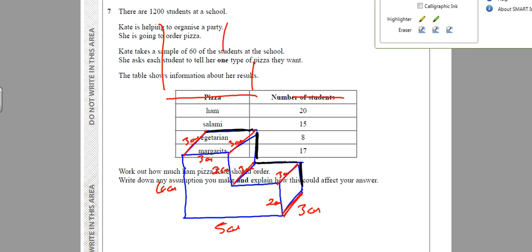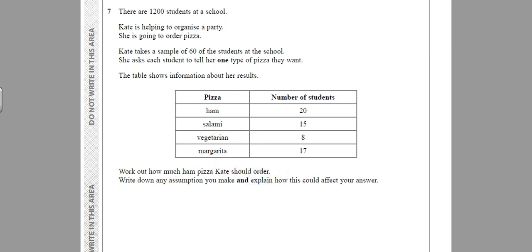Okay, next question. 1,200 students at a party, and Kate is going to organise a party and she's going to order pizza. Kate takes a sample, so a sample is just like a small snapshot. And she asks each student to tell her one type of pizza that they want. And the table shows her results. Work out how much ham pizza Kate should order.